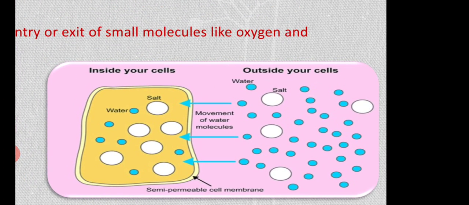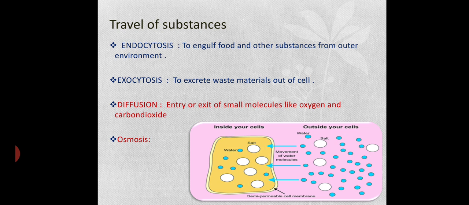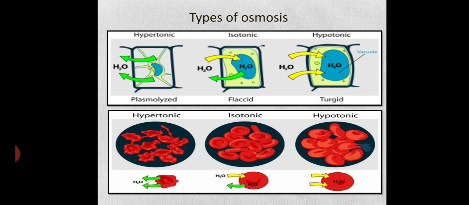The traveling of water from the part with more water to the part with less water through a selectively permeable membrane is osmosis. Now, osmosis has three types, or you can say they have three possibilities. Let's understand them.